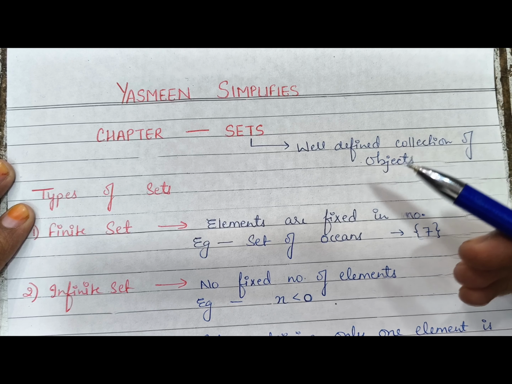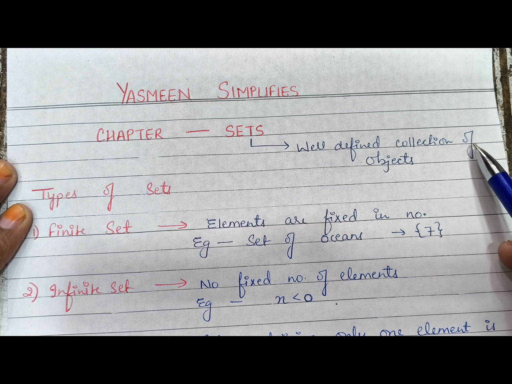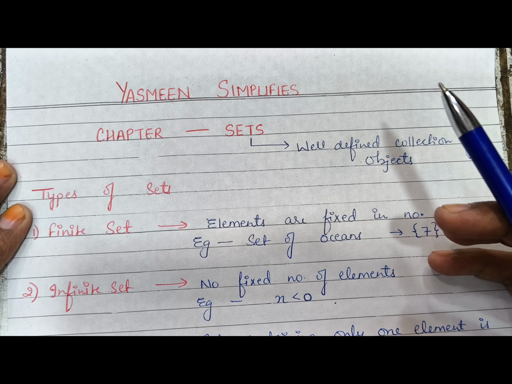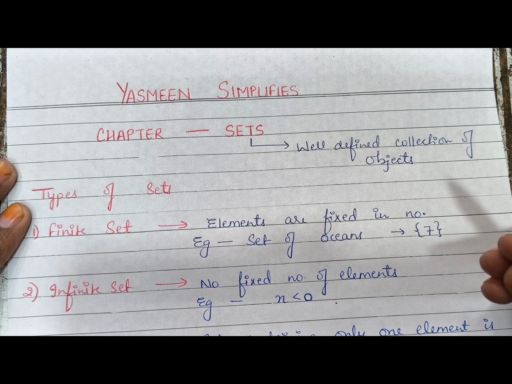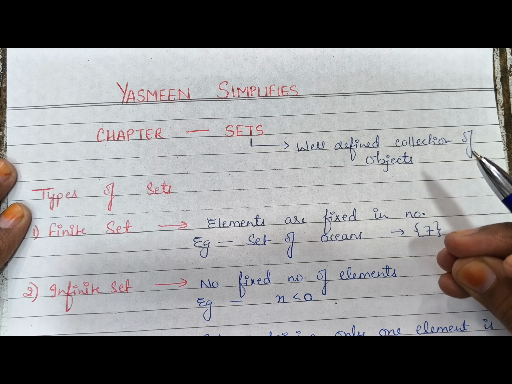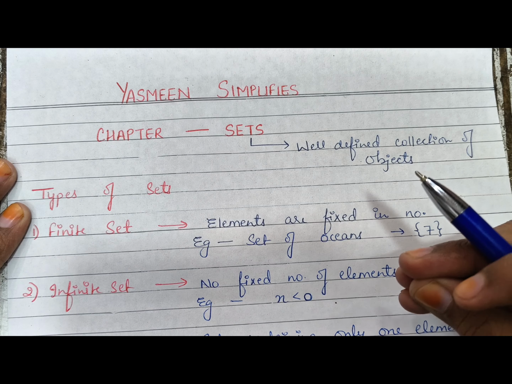So let's start. What is the meaning of sets? Sets is a well defined collection of objects. Any collection or a group of objects which is defined in nature, for example, height of students, weight of people, or the color of certain thing, this is well defined. So this will be called as sets.